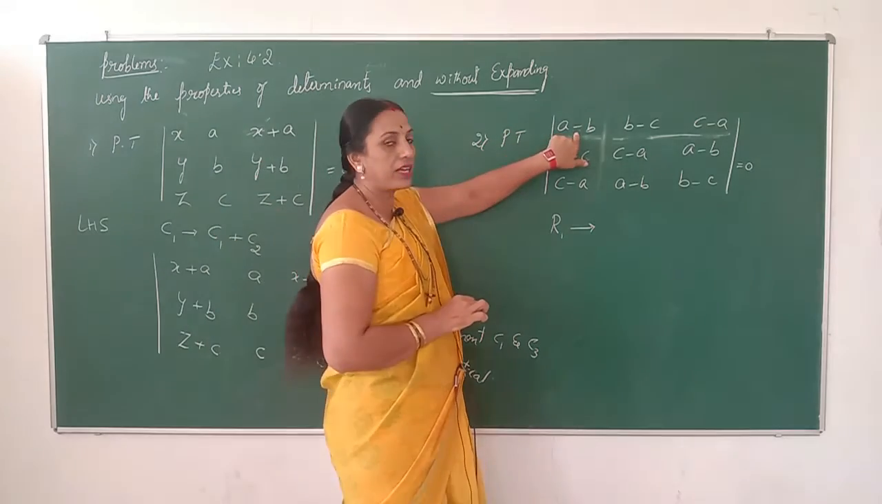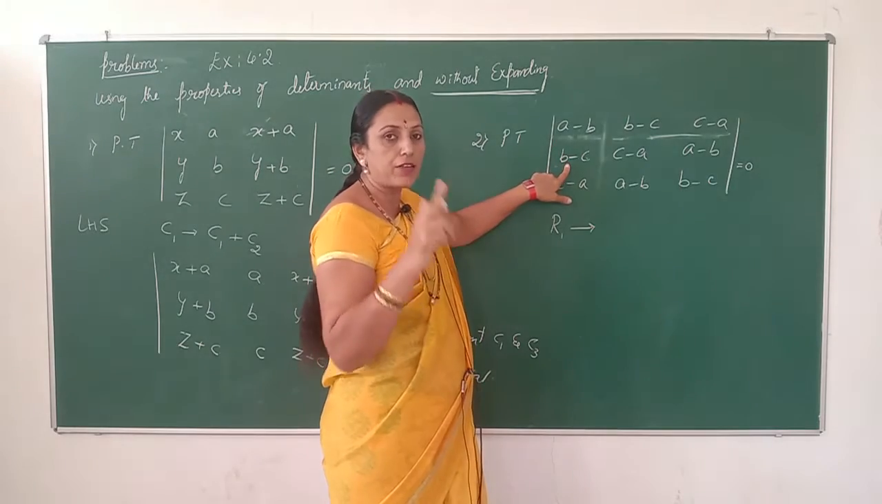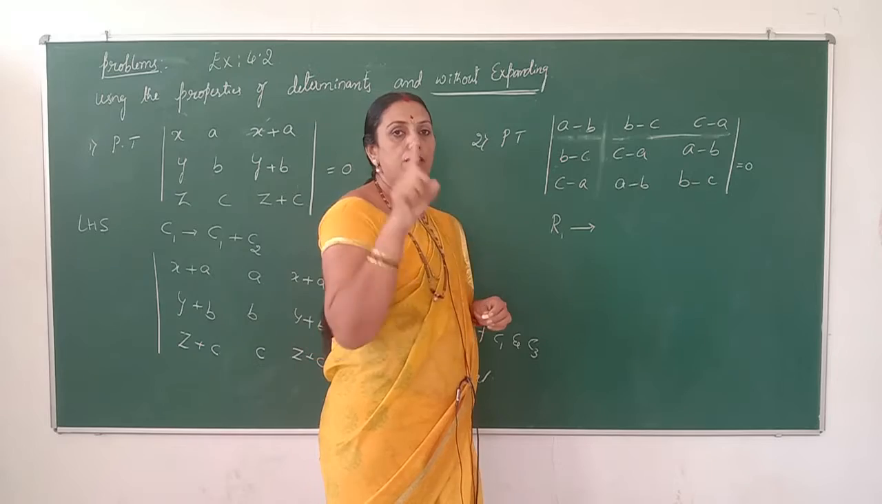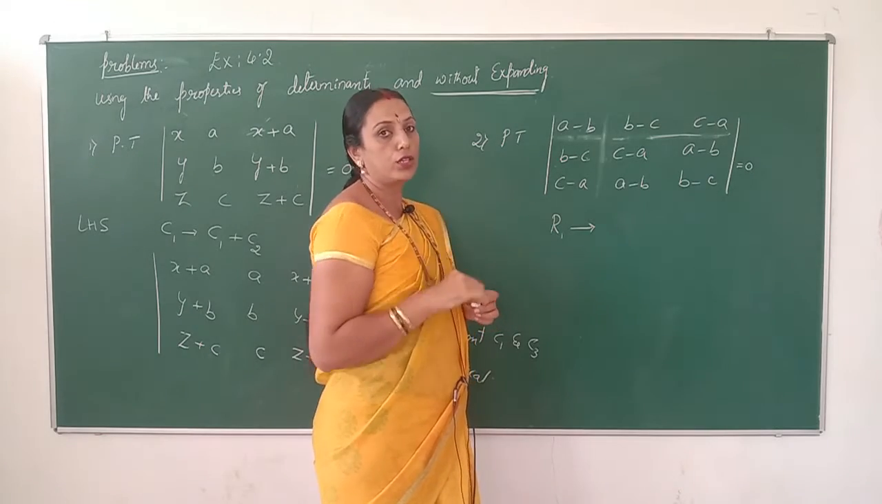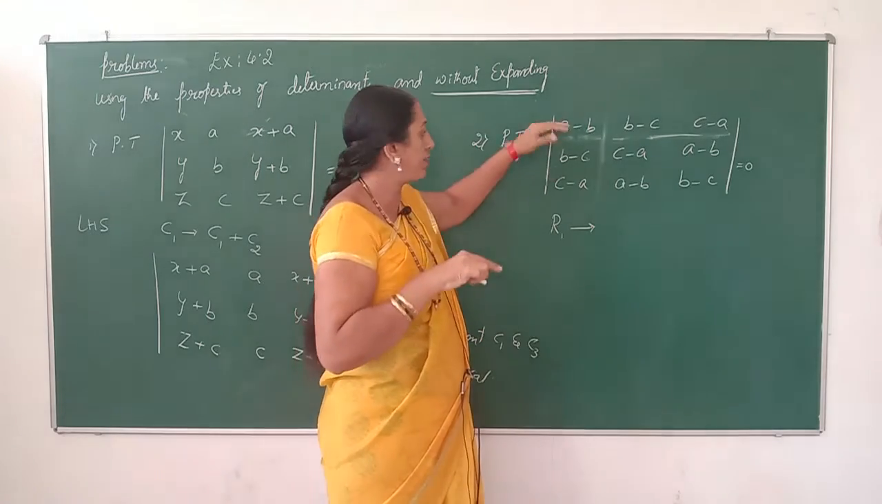So that is A minus B is the first element of the first row, B minus C is the first element of the second row and C minus A is the first element of the third row. So if all these are represented in the first place of different rows.